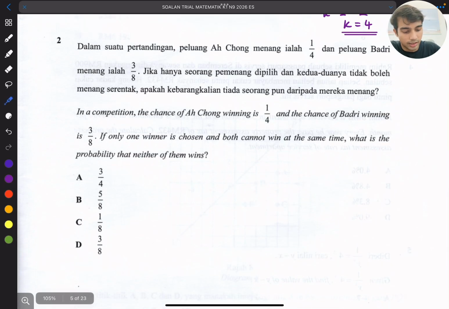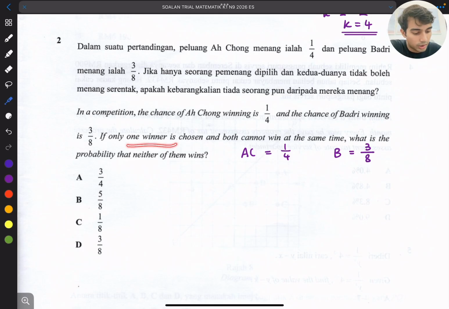Next, in a competition, the chance of Achong winning is 1 over 4. Okay. Achong winning 1 over 4. The chance of Badri winning is 3 over 8. Badri winning is 3 over 8. If only one winner is chosen and both cannot win at the same time, what is the probability that neither of them wins? Okay.